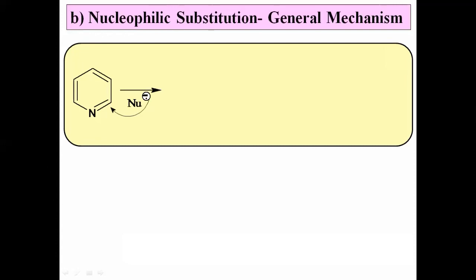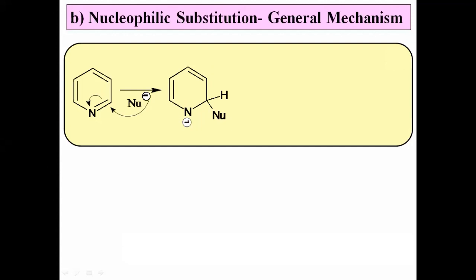Now what happens here? This electron pair forms a bond between the nucleophile and the aromatic carbon. There is a formation of a new bond between position 2 and the nucleophile. Now, to maintain the valency of this carbon, this pi bond undergoes breaking and the electron pair goes onto the nitrogen. Here the nitrogen acquires a negative charge, and with the new bond between position 2 and the nucleophile, we get the intermediate. This is the intermediate formed when a nucleophile attacks pyridine at position 2.